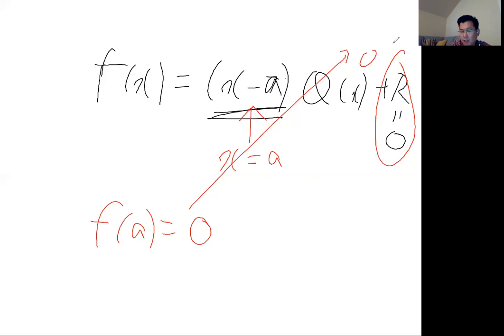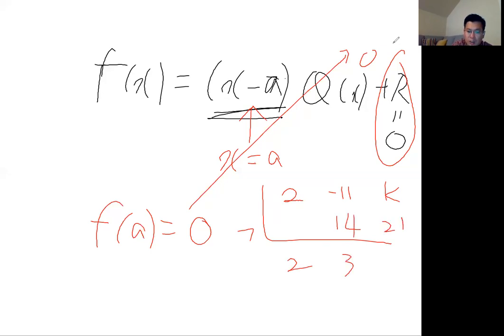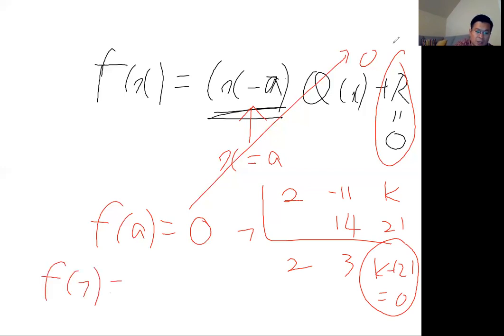So maybe you can use synthetic division, which is 2, negative 11, k. Oh, this is 7. So 2, 14, 3, 21, k plus 21 equals 0. That's one way you can do it. Another way is, as I said earlier, f of 7 has to be 0, which means 2 times 7 squared minus 11 times 7 plus k has to be 0. Either is fine.